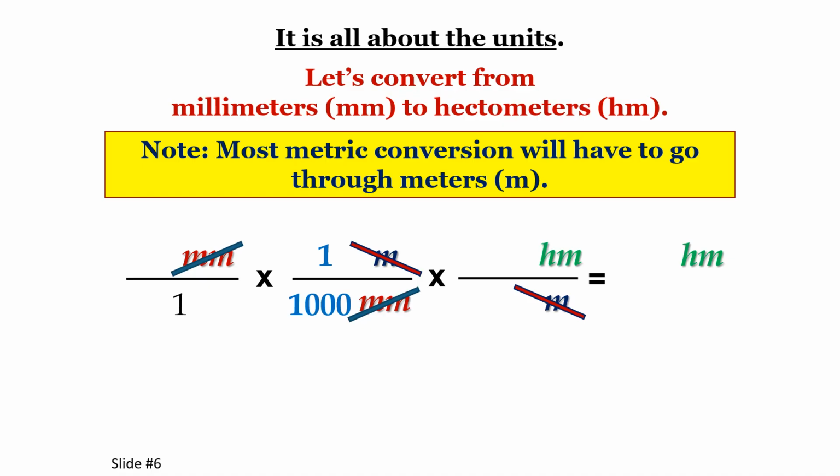I know that 1 meter is 1,000 millimeters, and 1 hectometer is 100 meters. So depending on what I started with, it would be something times 1 on top, and 1 times 100 times 1,000 on the bottom. And then I would simplify as required by the question.